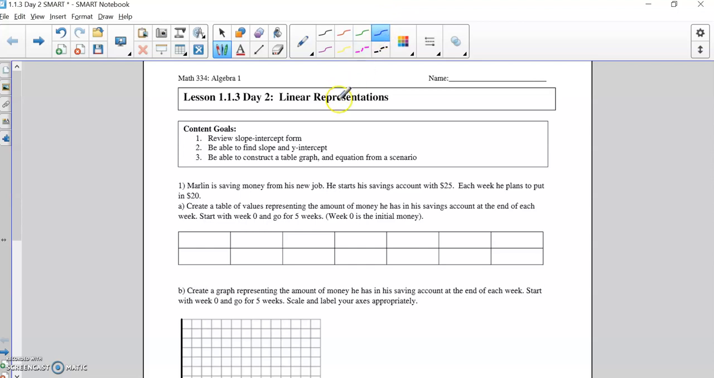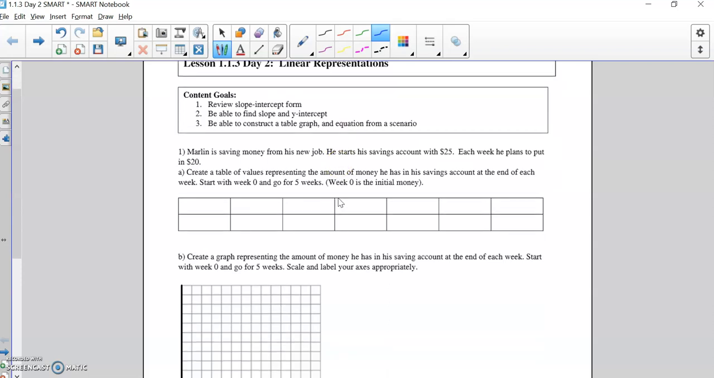Hey guys, so we are on day 2 of lesson 113, and we're actually going to switch gears a little bit. We're going to start talking about linear representation. So by the end of this lesson, you should refamiliarize yourself with slope-intercept form of equations, and you should also be able to make a table, graph, and an equation from some kind of scenario, and that's what we're going to be starting with here.